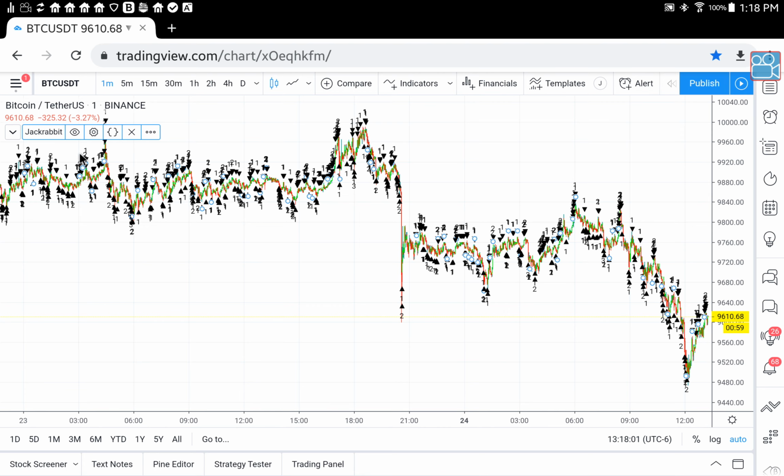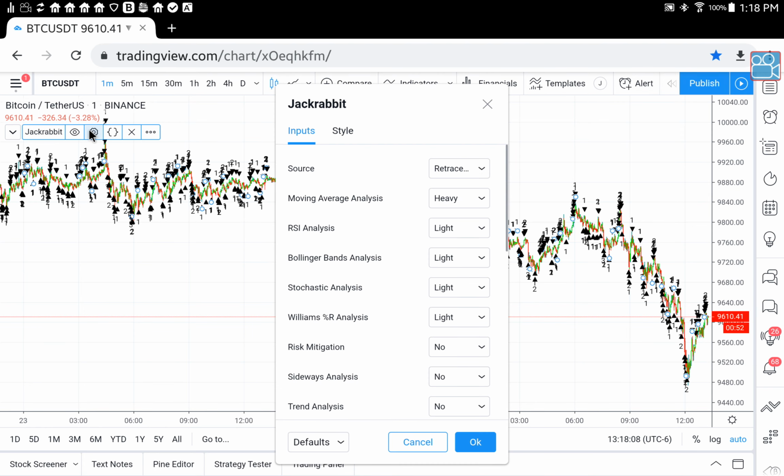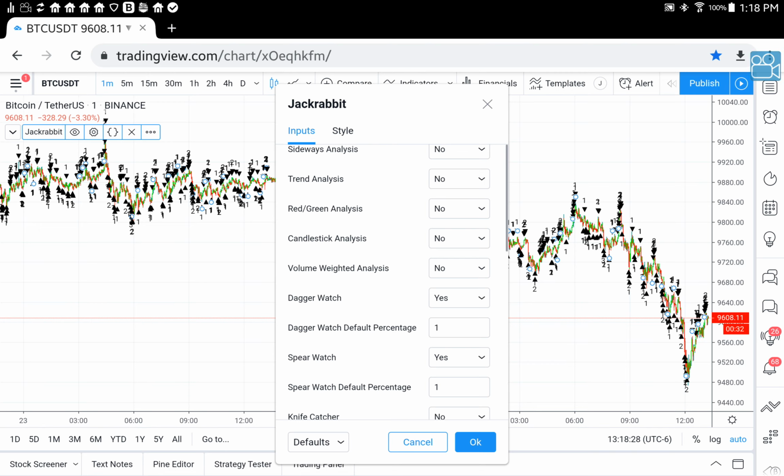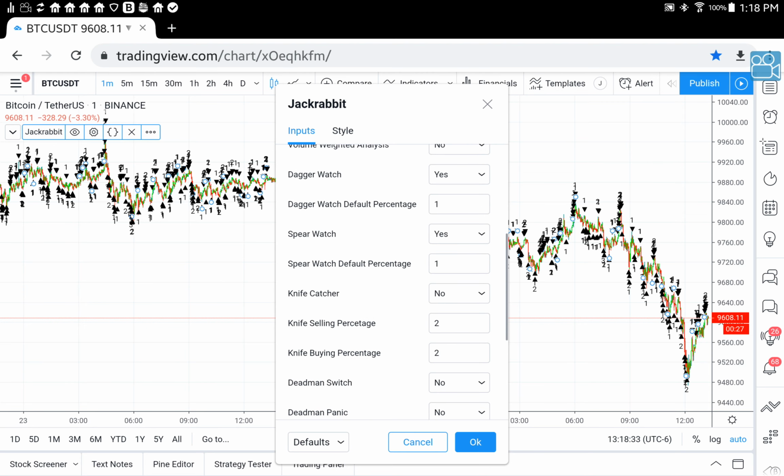Okay, let's go back in and check some of the filters. I'm going to put this back down to the lightest setting because I'm going to show you the second filter. We've already seen the trend analysis, but now Jackrabbit is capable of knife catching. And that is a very unique and special system that looks for extreme drops. And those can bring a lot of profit.